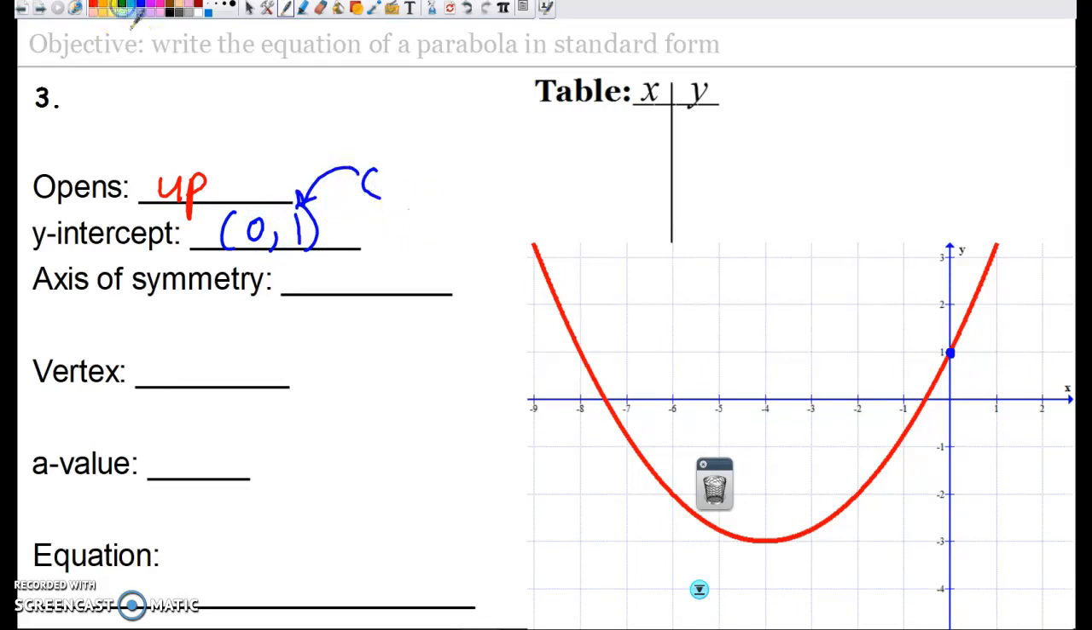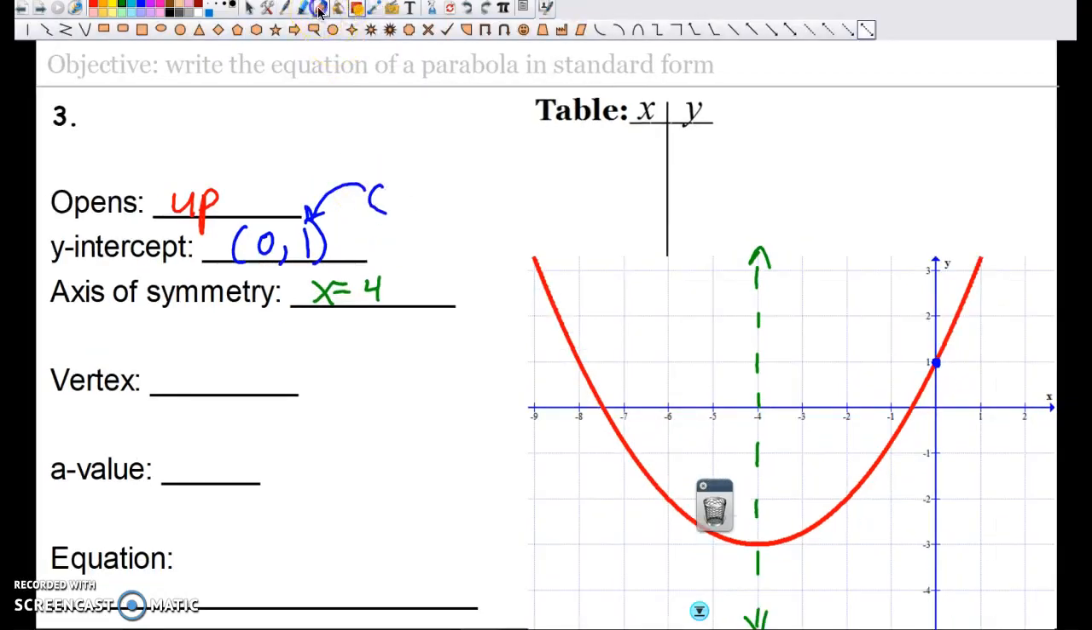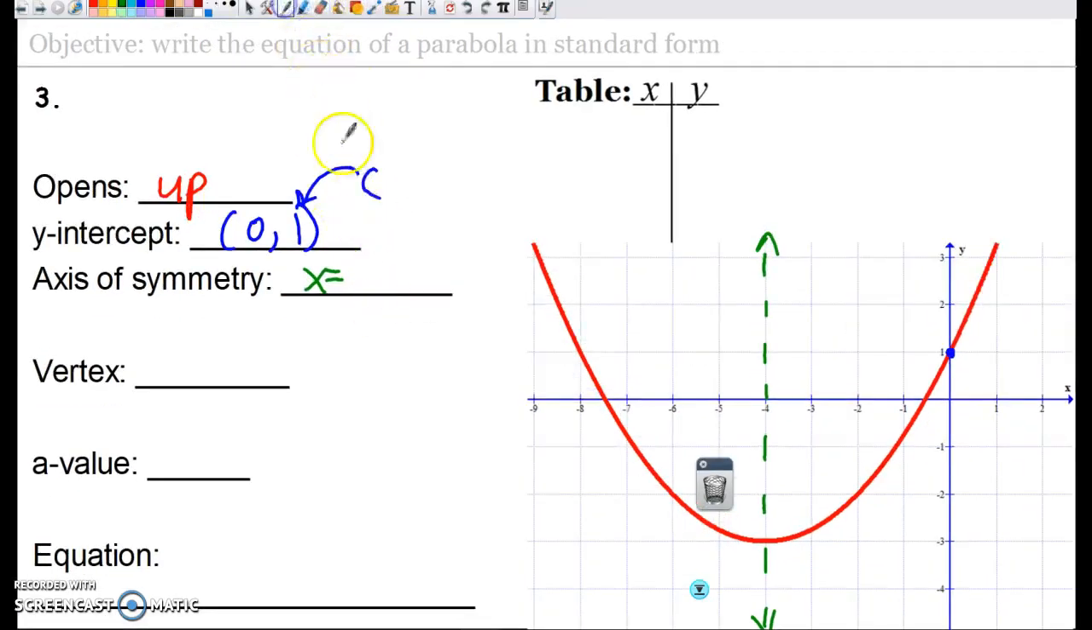The axis of symmetry looks like it passes through the vertex at -4, right here. So x equals -4. Sorry, x equals -4. Let me fix that quick. The vertex is going to be at -4, and I just look at the graph for this one, -4 and -3. Okay, excellent.